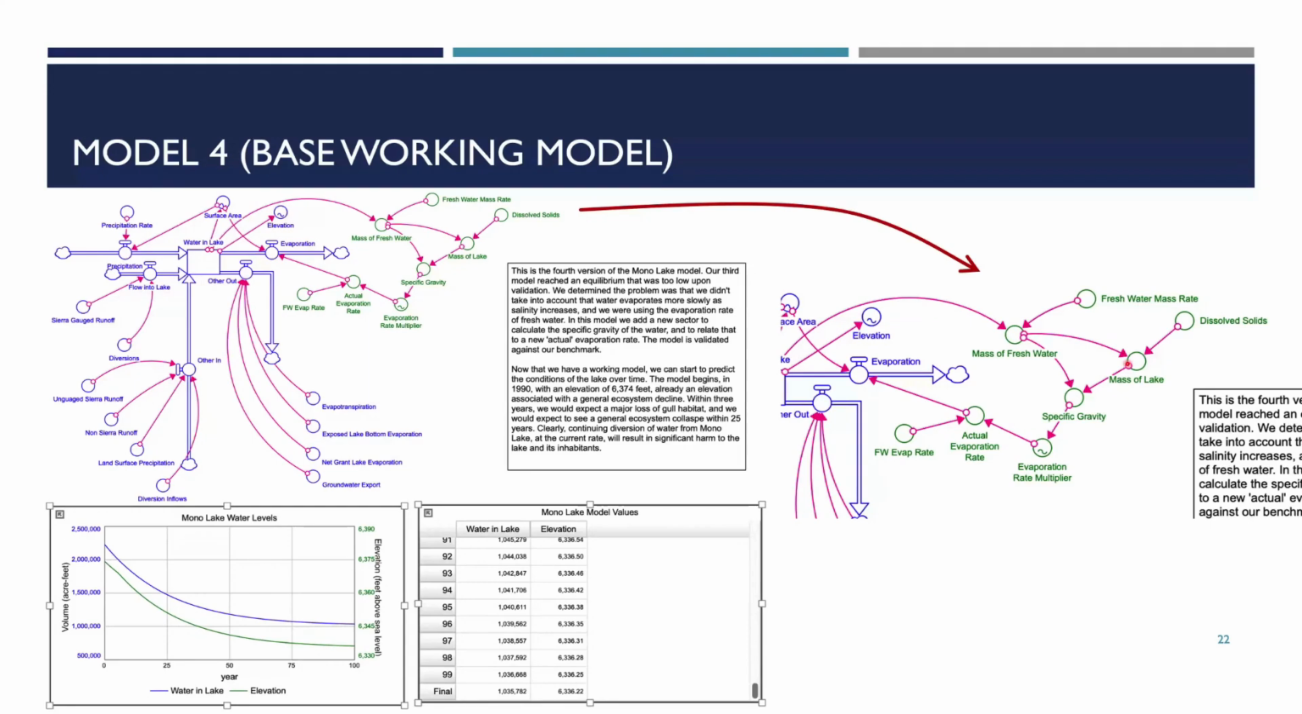And so as we go through this, they now have a working model. In this case, we validate the model based on the model that was actually used at the time. And so what we're looking for is an elevation after 100 years of about 6335. The model actually ends up coming in at about 6336. And so this is now a working model.